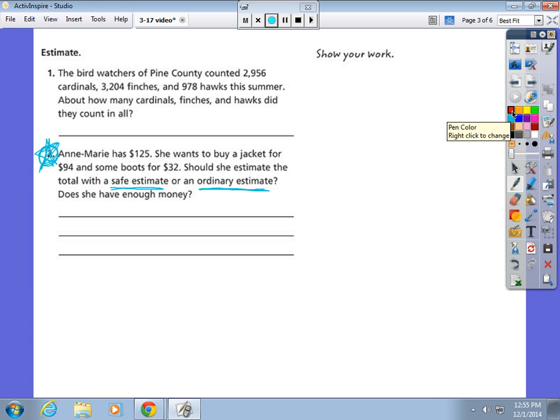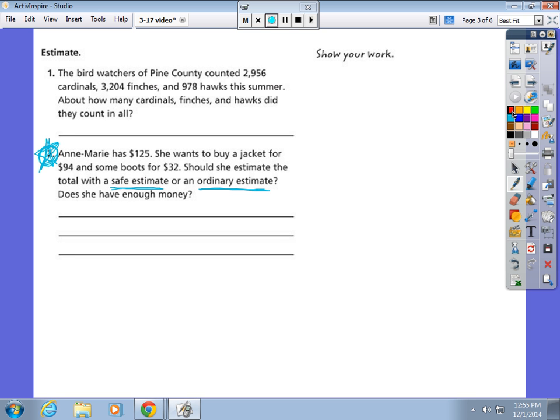Safe estimates are ones where, in this case, we'd want to estimate a little bit higher, because that way we have enough money. If I estimate that my total is going to be $150, and I bring $150, but my total is $152, well, now I can't buy everything I wanted to buy. So sometimes you want to make a safe estimate, which makes sure you have enough money. And an ordinary estimate would just be how we normally estimate.